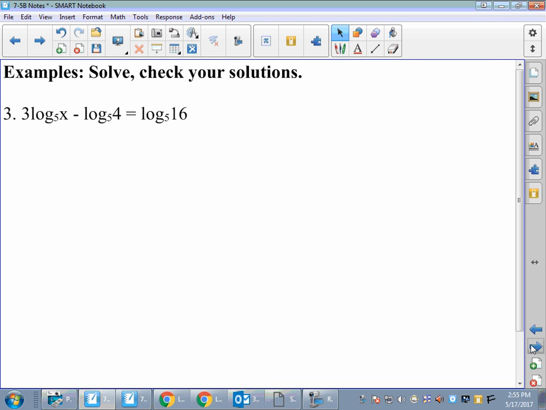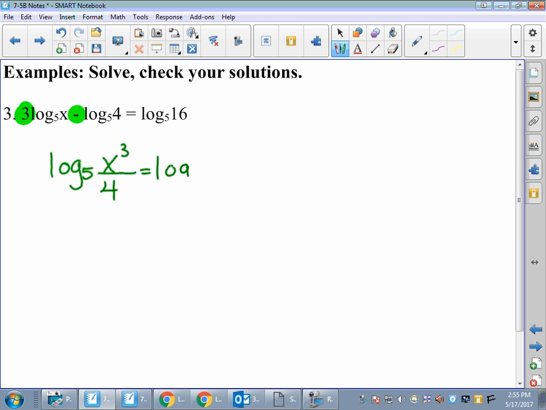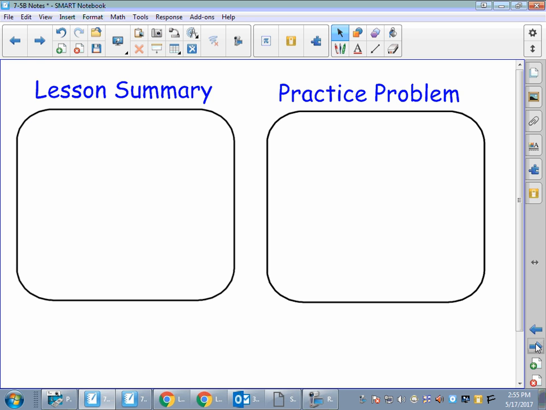This next one, we've got a couple things going on here. We got subtraction, which means division, and we got the power. So what this one's going to become is log base 5 of x cubed over 4 is equal to log base 5 of 16. And we just continue the same way. We'd go through the logs, multiply by 4, and then take the cube root. I'm not going to finish that one off just for time. I think you guys got it.